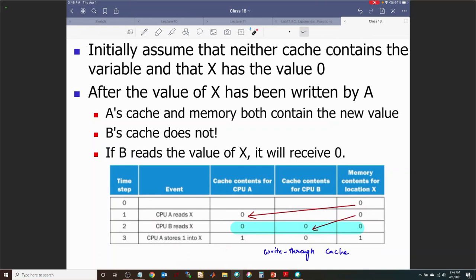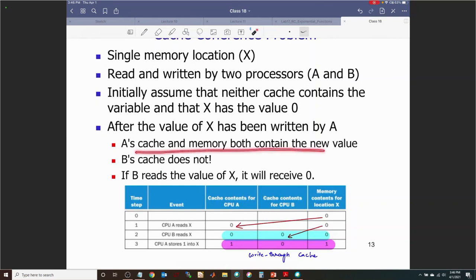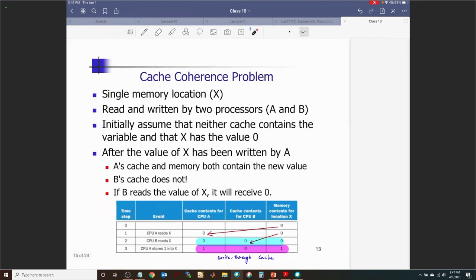So let's highlight that in pink. That's the problem, right? So A's cache and memory both contain the new value of 1. B's cache does not. So when B reads the value of X, let's say in time step 4, CPU B reads X. What is it going to read? Well, it's going to try to access its cache first. There is going to be a cache hit. It's going to say X is 0, which is wrong. You guys see that? All right, so I hope with this, at least the problem is clear.